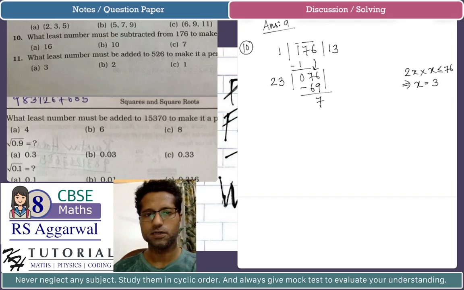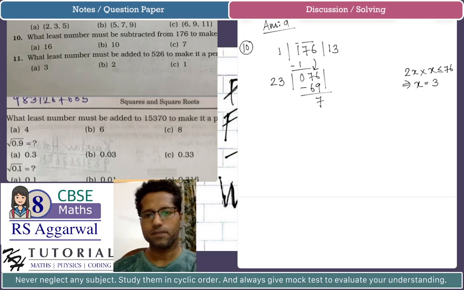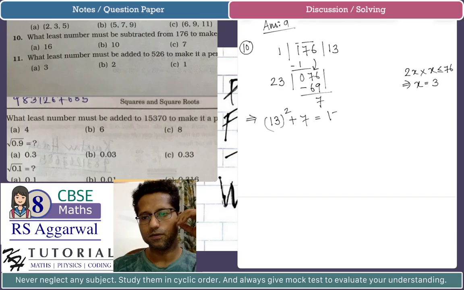So now the question is, what least number must be subtracted from 176? Whenever you have this kind of long division to find the square root of a number, what does this mean? The quotient is 13 and the remainder is 7. This implies that 13 square plus 7 is equal to 176.